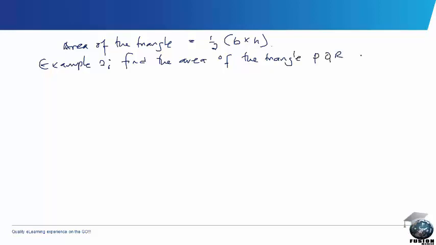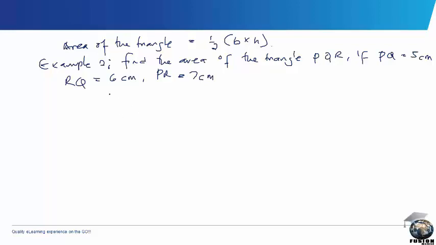PQR. Here you're told that PQ is equal to 5 centimeters, and the rest of the sides are given as 6 and 7 centimeters. They could be RQ is 6 cm, and then you may be given PR to be equal to 7 cm.